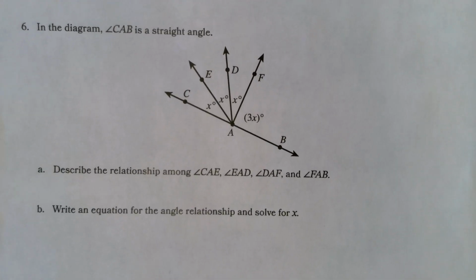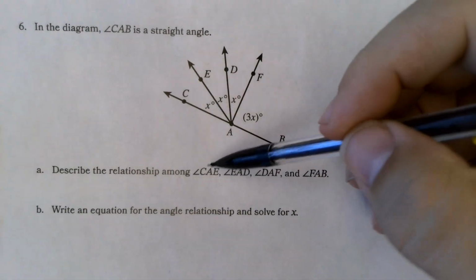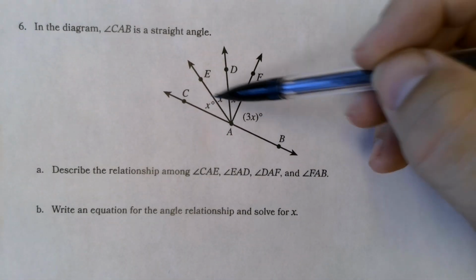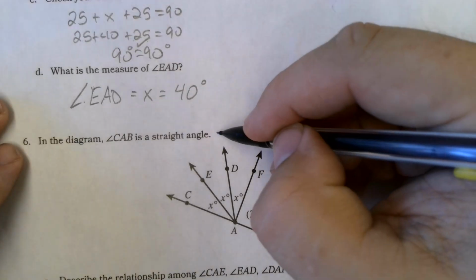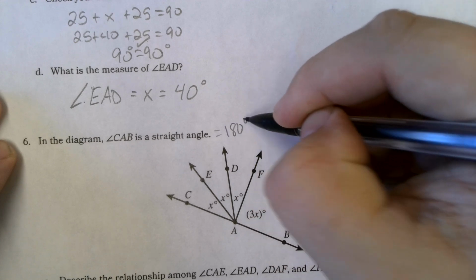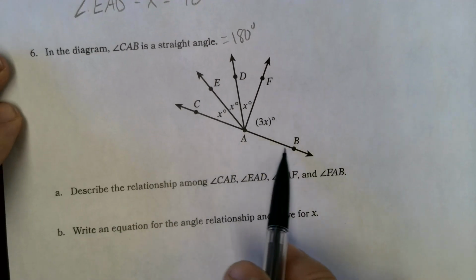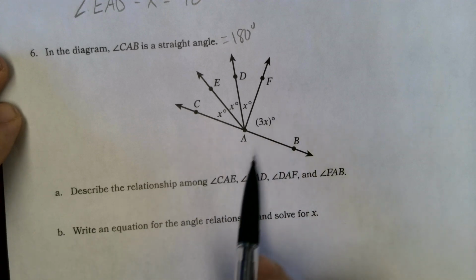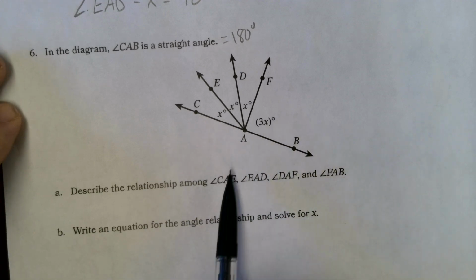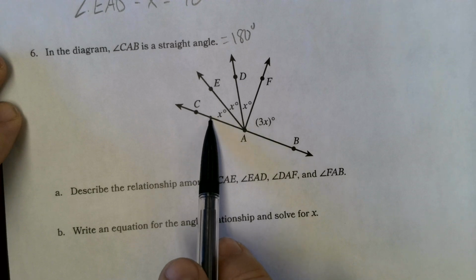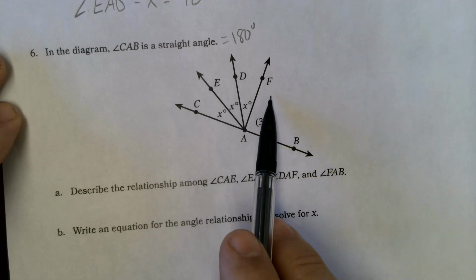For question 6, I have all of these angles together that makes a straight angle. Okay, so this means that it equals 180. When you see a straight line, that is a straight angle. That measures 180 degrees. Okay, so it says to describe the relationship among CAE, EAD, DAF, and FAB.